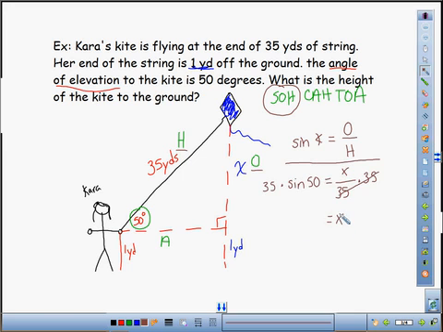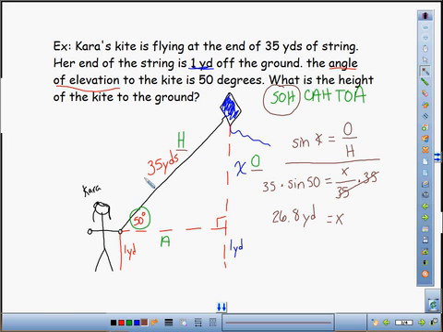And this is where your calculator comes in handy. All we have to type into our calculator now is 35 times the sine of 50. Yesterday we worked on where all those sine buttons were, cosine, tangent, and all that. So type in 35 times the sine of 50, and hit enter. And I get that x is equal to 26.8. Now this was yards.